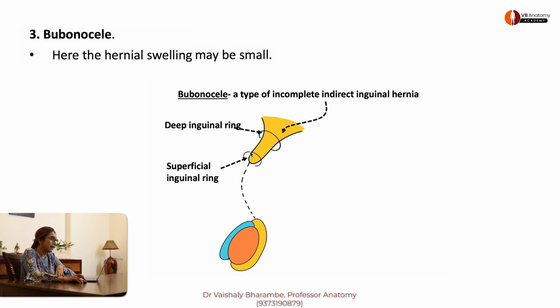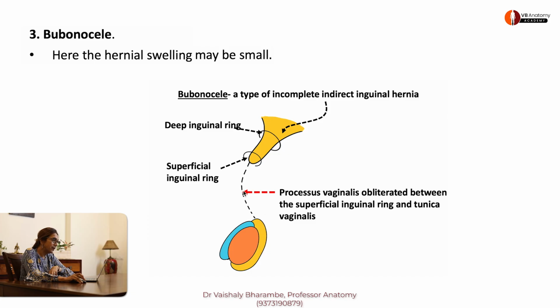Now in the third type, the processus vaginalis is obliterated right till the superficial inguinal ring but proximally patent. So the hernia can form till the superficial ring but not beyond that. This is called a bubonocele. I have discussed this in detail in my lecture on indirect inguinal hernia. Please do watch that for further details. This lecture does not allow me to go any further.